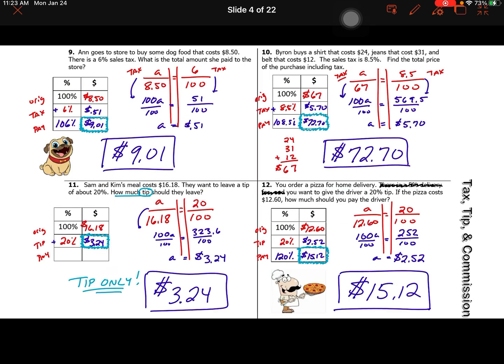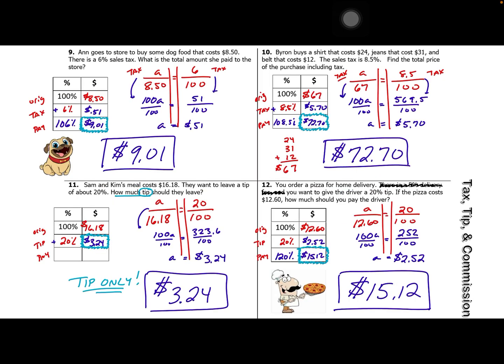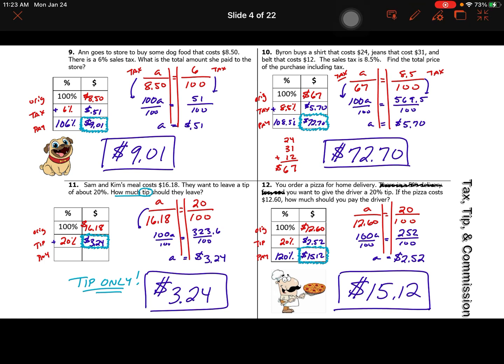As you look at the back, you can use the shortcut for tax now that you understand that. You'll look at my work. I did not use the shortcut. I found the amount of tax, then I added it. You could have done 106% to go directly there. I found the amount of tax, which is $5.70 on number 10, but you could have used 108.5% to go directly to $72.70. This question said, what would the tip be? So this time you have to use just the 20%, and I want the $3.24. If you accidentally added it to find the total with tip, you are correct, but incorrect based off of that.